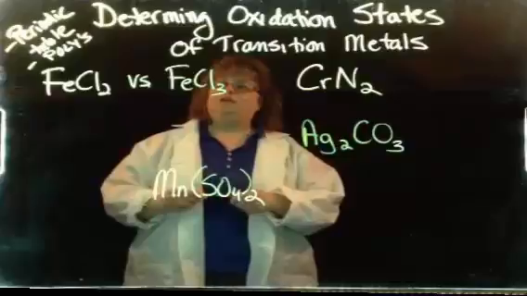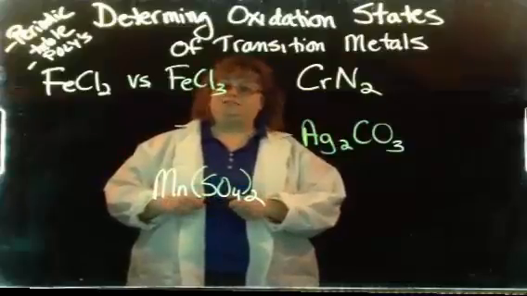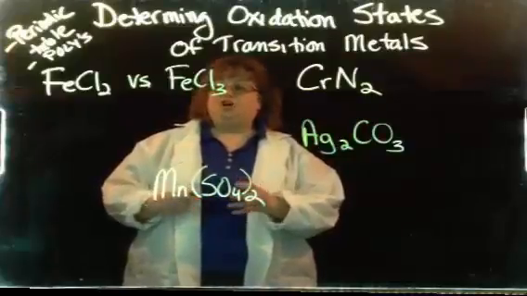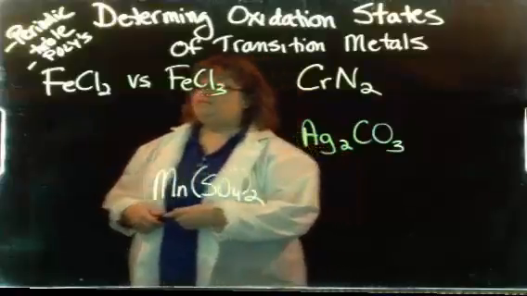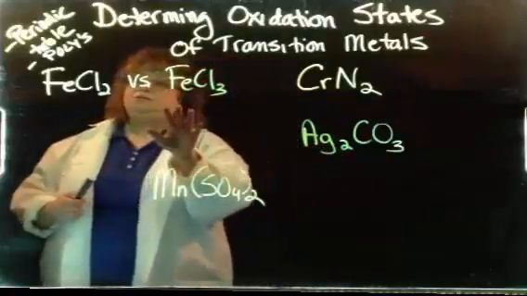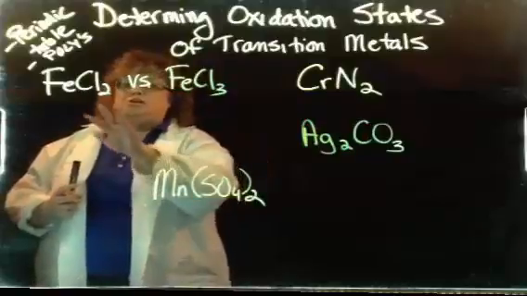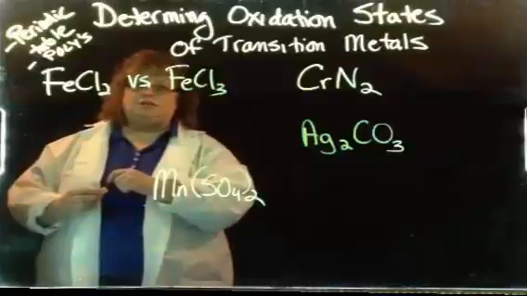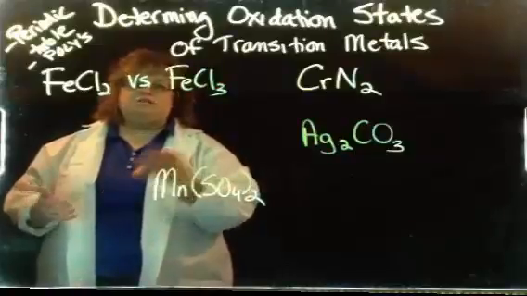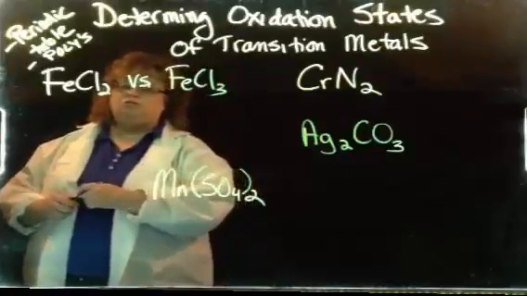We're going to discuss how you determine the oxidation states of transition metals. That's the charge the transition metal has in the compound. Let's take a look at these two transition metal compounds attached to nonmetals. You notice one is FeCl2 and the other one is FeCl3. Why is that? Why are there 3 chlorines in this one and only 2 in the other?